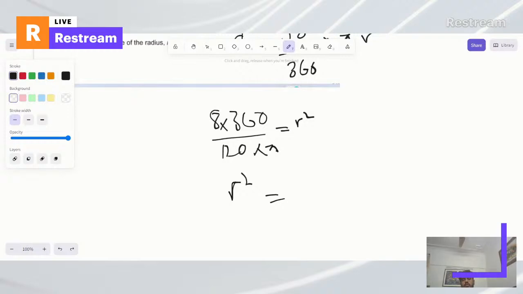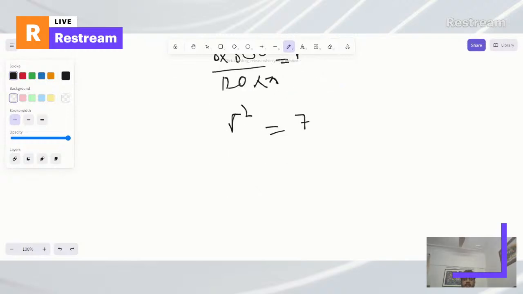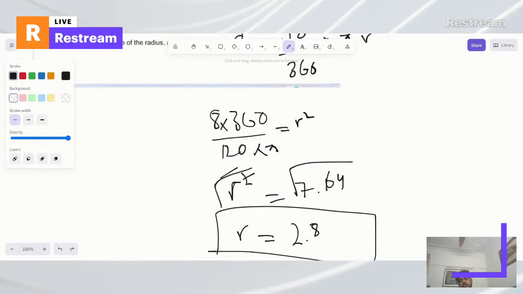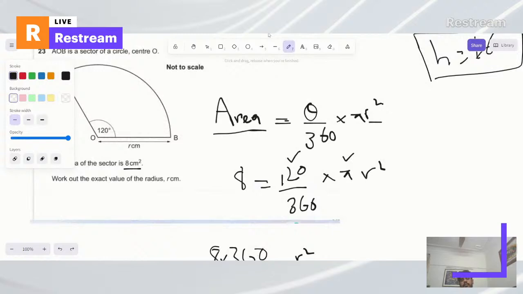Okay, so 7.64, but that's the value of r square. We need to find the value of r. So we take roots on both the sides. Taking root on square gives us r, and taking square root on this side would give us 2.8. So the value that we got is 2.8. I hope everything's clear to all of you. Is there anything in this question that you did not understand? Feel free to ask me right now.